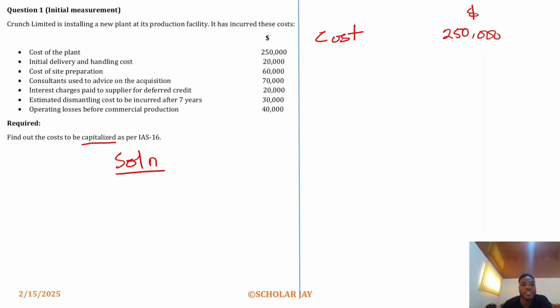When you talk about initial delivery and handling cost, let's make it practical. You went to the market to buy an asset and then you paid $250,000 for it, okay? It excludes delivery cost. So you have to pay for the delivery from the market to your place of business. Is that not it? In doing so, this cost must be capitalized as part of the cost of the asset. So delivery.